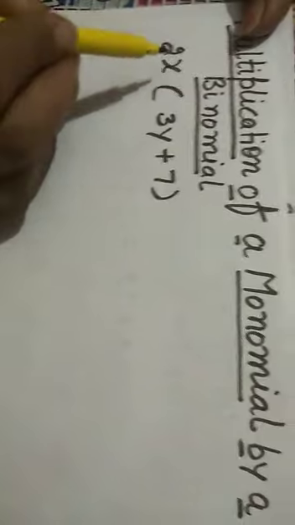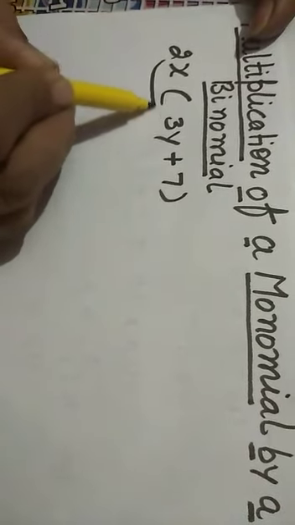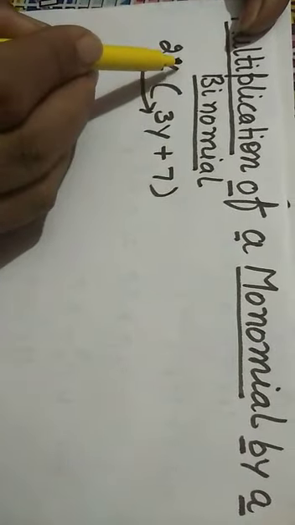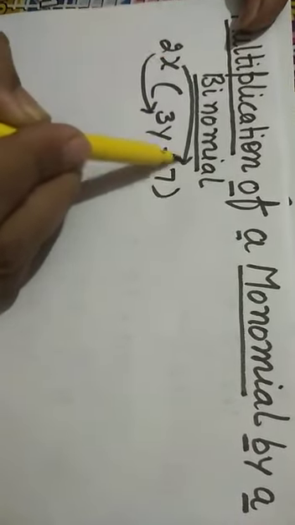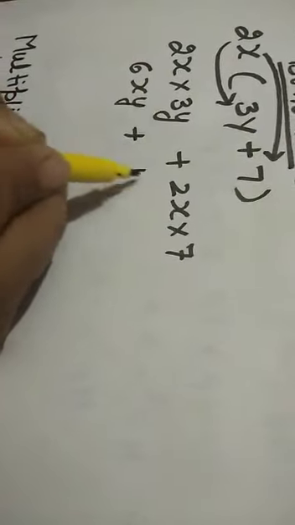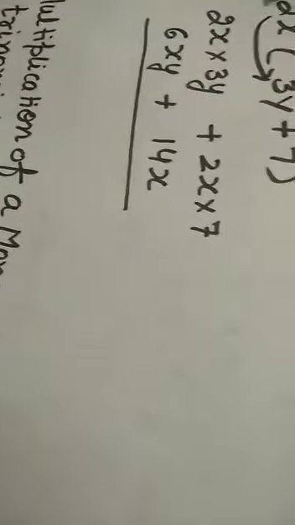Now the way is, you will multiply 2x with 3y first and 2x will be multiplied with the second term, that is 7. So we'll write this way: 2x into 3y plus 2x into 7. This will be 6xy plus 14x. So this is the solution of multiplication of a monomial by a binomial.